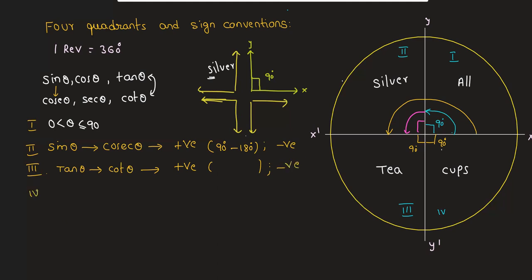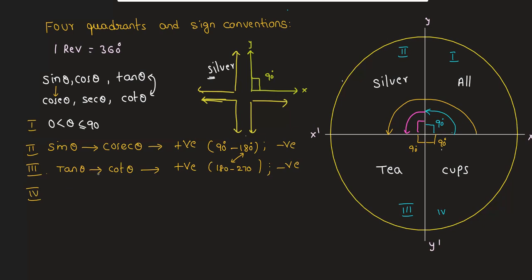Next, in the third quadrant the angle is between 180 and 270, where greater than or equal to conditions also apply. In detail, we will talk about that later. 180 is common, so we may get a doubt whether it surely belongs to the second quadrant or the third quadrant. That we will talk about later.